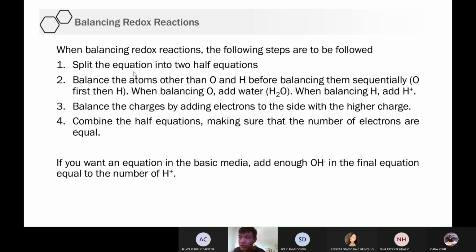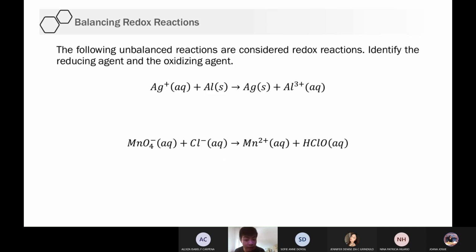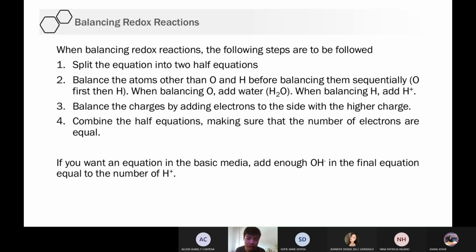Number one, you split the equation into two half equations. What does that mean, no? Diba, in your entire equation, magkasama dyan yung oxidation and reduction. Okay? So in this equation, magkasama oxidation and reduction. So ang gagawin mo dito is for them to be balanced, you split them muna into two. Okay? Paghiwalayin mo muna sila. Split them into two half equations wherein separate yung oxidation and reduction reaction. Okay.